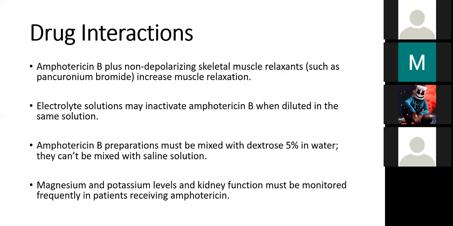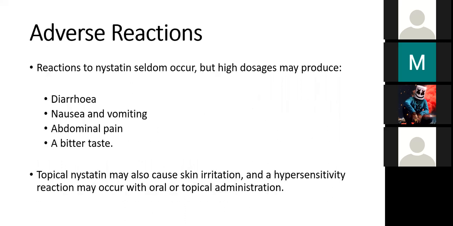Also, you shouldn't give it with muscle relaxants because it can increase their muscle relaxant activity. Usually, when you are administering it, it must be mixed with 5% dextrose, and so you don't use saline. This is very important when the nurses are mixing it. It needs to be carefully mixed so that you don't lead to further problems. Sometimes the patients may have problems with their magnesium and potassium levels, so you need to monitor kidney function and electrolytes closely during therapy with amphotericin B.